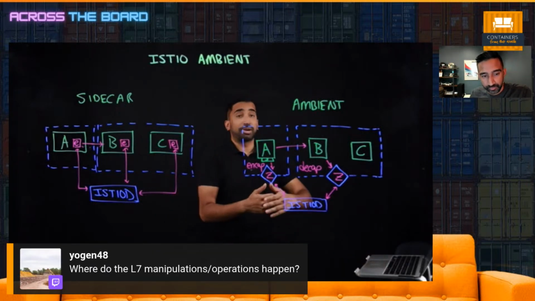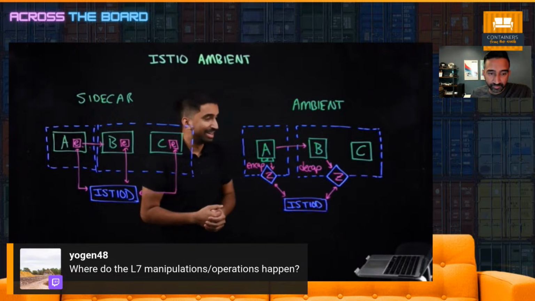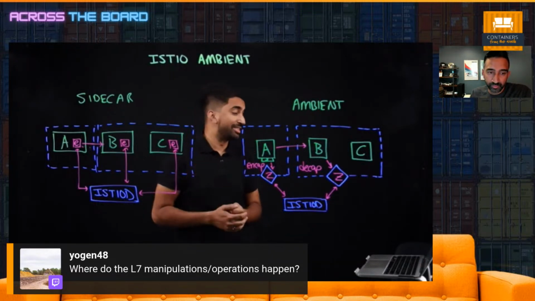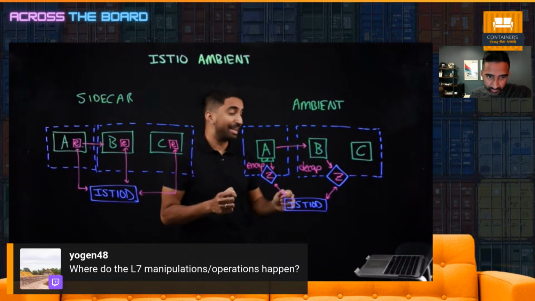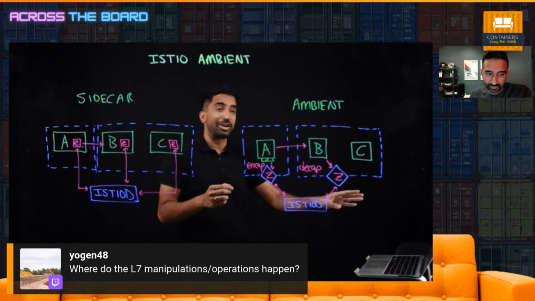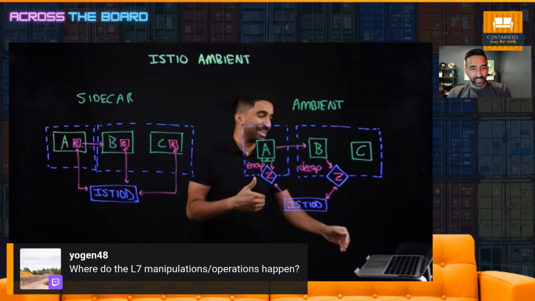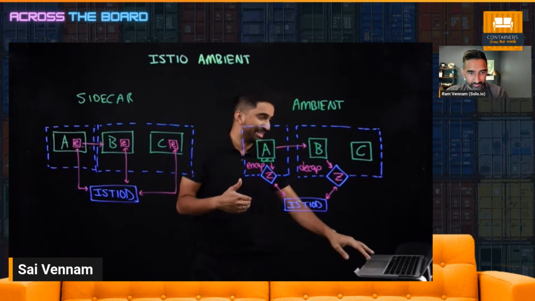Awesome, and the perfect segue to that is the other question here that we got from Yogan48. Where do the L7 manipulations and operations happen? And clearly, Yogan already kind of knows a little bit about ambient and the next thing that we might be talking about here. So perfect segue here. Cool.